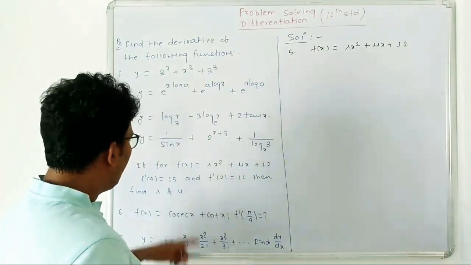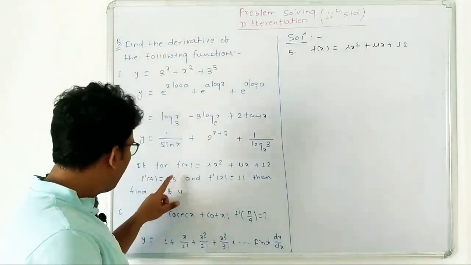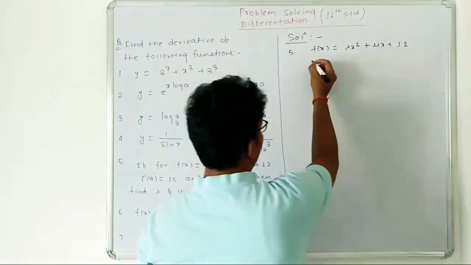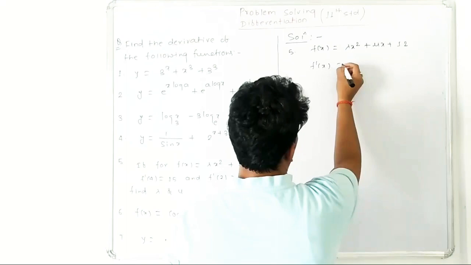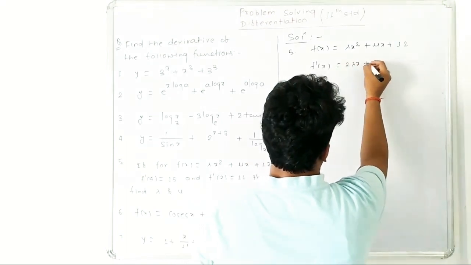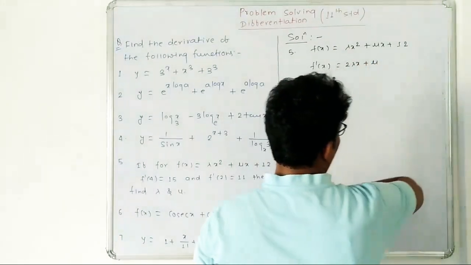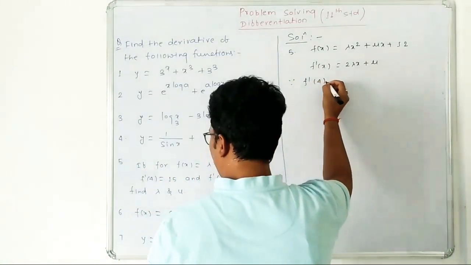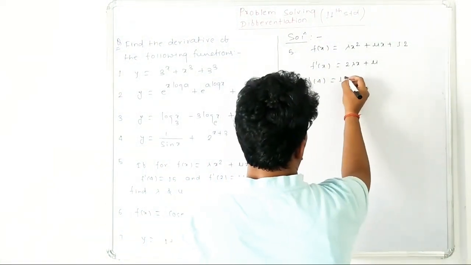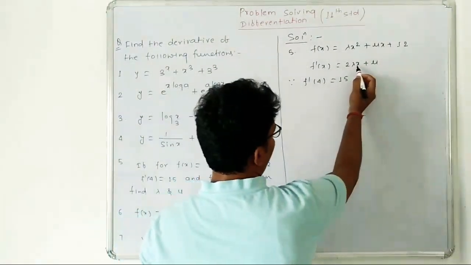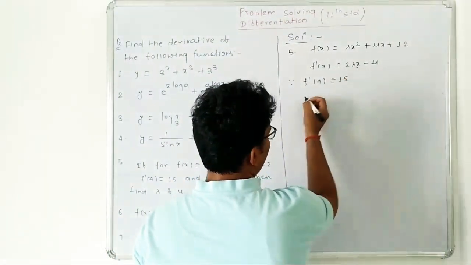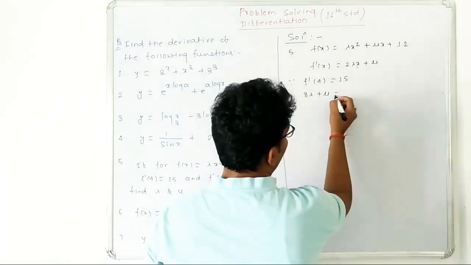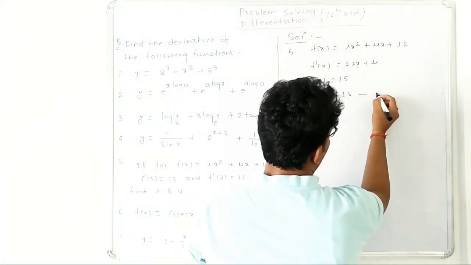So first of all we need to find the derivative of this function, because we have to use f dash 4 and f dash 2, right? So find the derivative of this function, f dash x. Can we write f dash x is 2 times lambda x plus mu, right? The derivative of 12 becomes 0. Now since f dash of 4 is given as 15, if you substitute x equals 4 here, then this becomes 2 4s are 8 lambda plus mu, that is equal to 15, equation number 1.